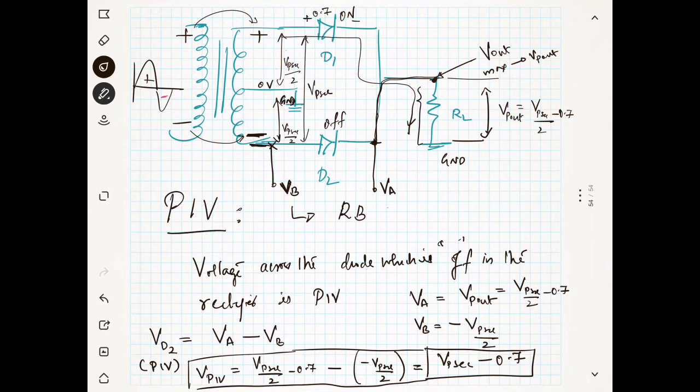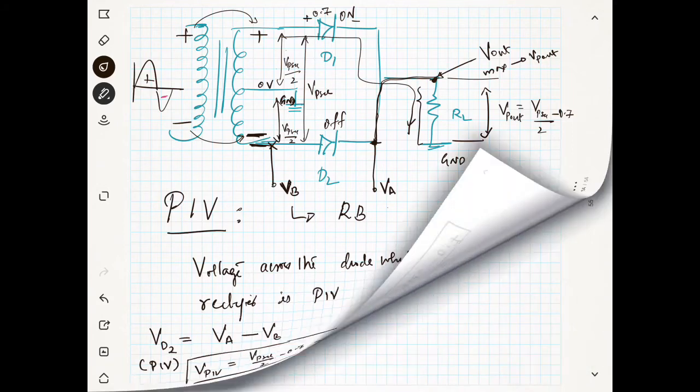So you have to select the diode which has a good capacity according to Vp secondary, not Vp secondary by 2, but according to Vp secondary. Okay, so this is what is about the full wave rectifier.